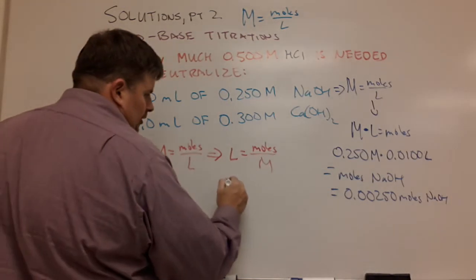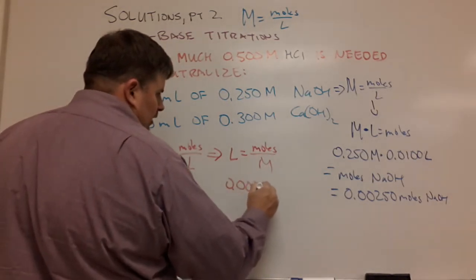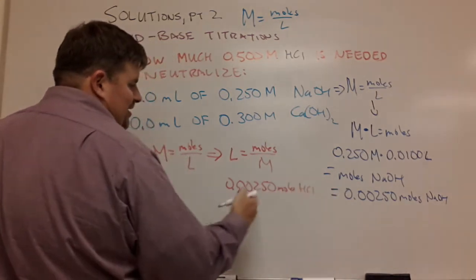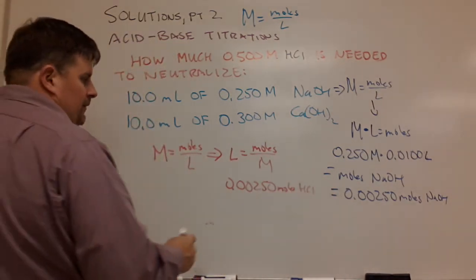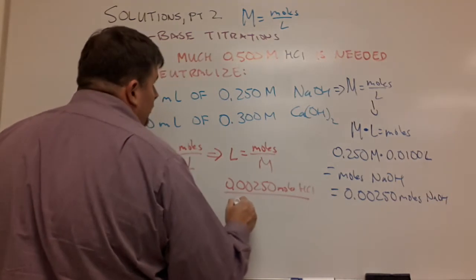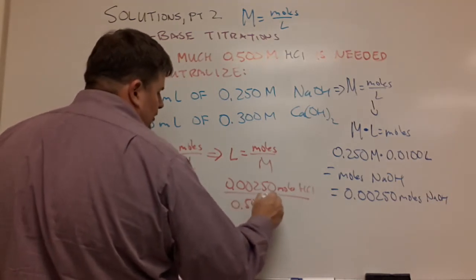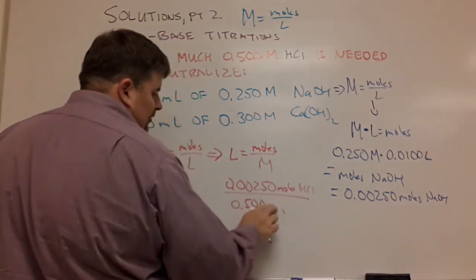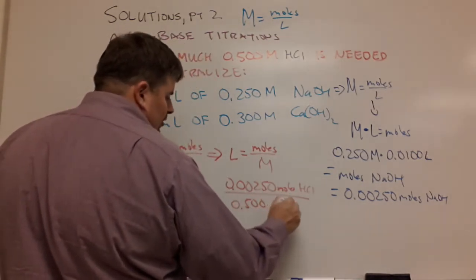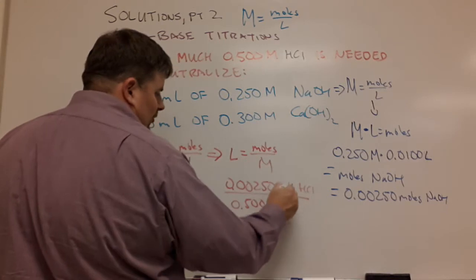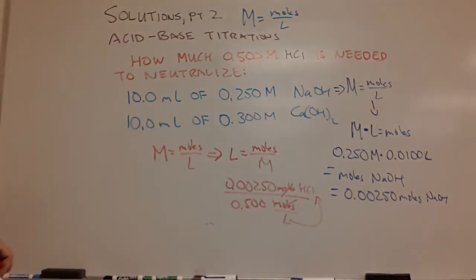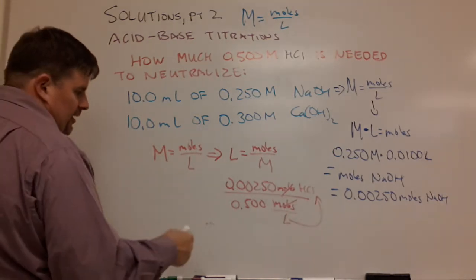All right, so 0.00250 moles. And this is HCl at this point. Notice those are the same. Okay, and I divide this by 0.500 molar. Okay, this is also, because big M is equal to moles over liters, moles over liters. So the moles will cancel out and the liters jumps to the top. Okay, so we do some math associated with that.